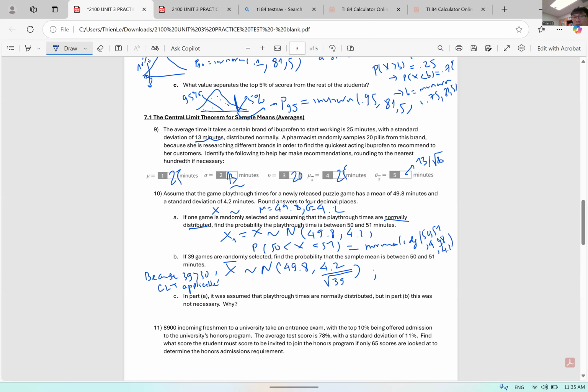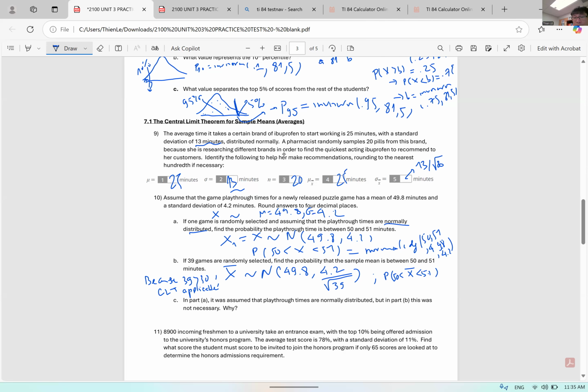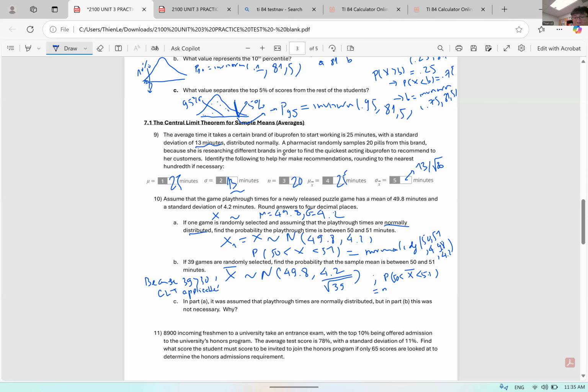Now you want to find the probability of X bar between 50 and 51, which is normal CDF of 50 to 51, with mean 49.8 and standard deviation 4.2 divided by the square root of 39. You plug that in, and you should get it.